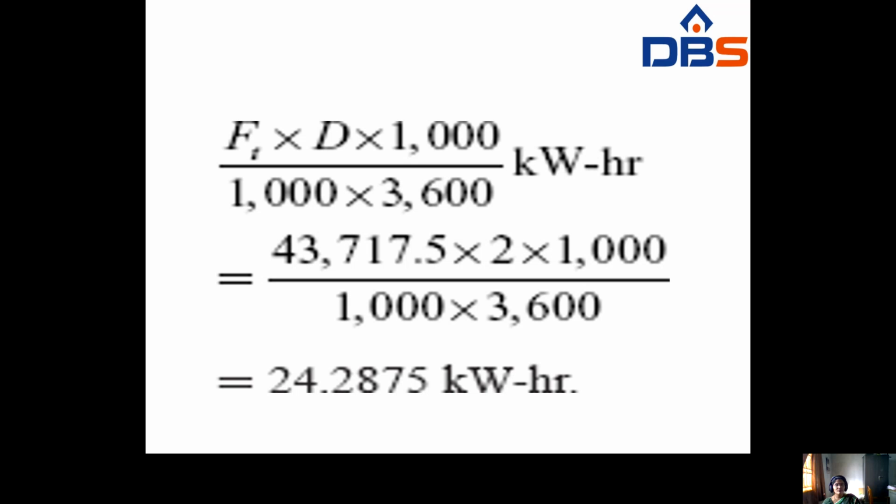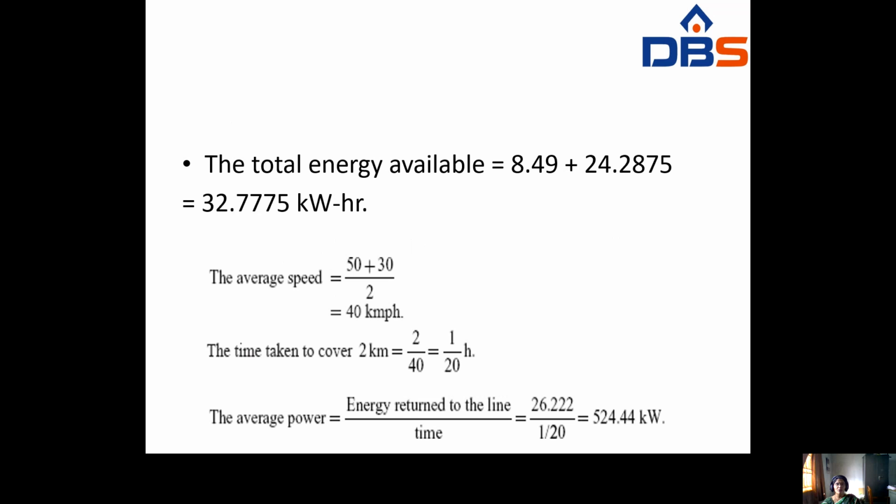Ft value 43,717.5 into D value T into 1000 by 1000 into 3600. So at the time here you can get 24.2875 kilowatt hours. At the time the total energy available.